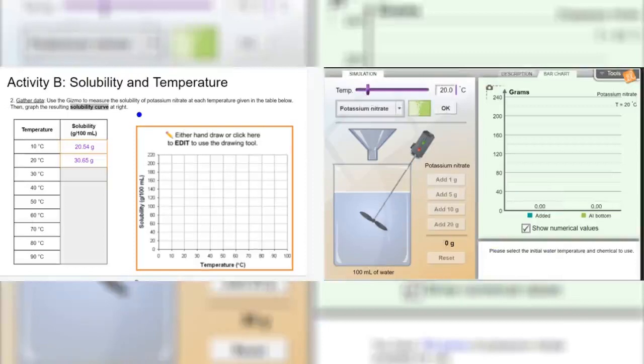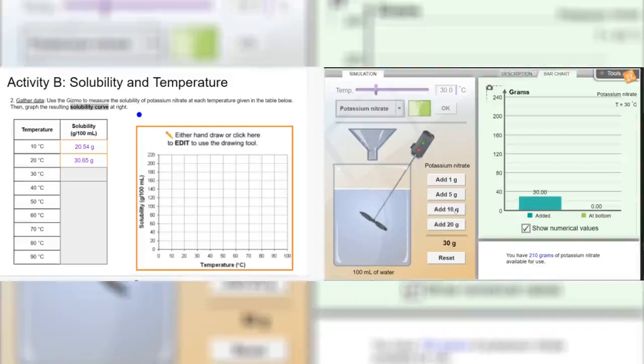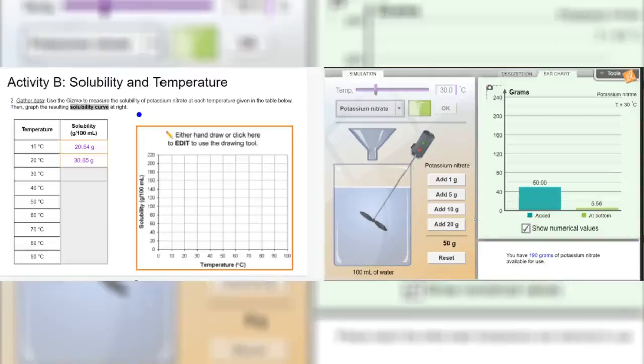And then I reset it. Now set at 30 degrees Celsius and potassium nitrate. Again, I'm going to add about 10 grams of potassium nitrate at a time. I get to 50 grams total. 5.56 grams did not dissolve. So the difference between those two amounts is 4.44 grams.